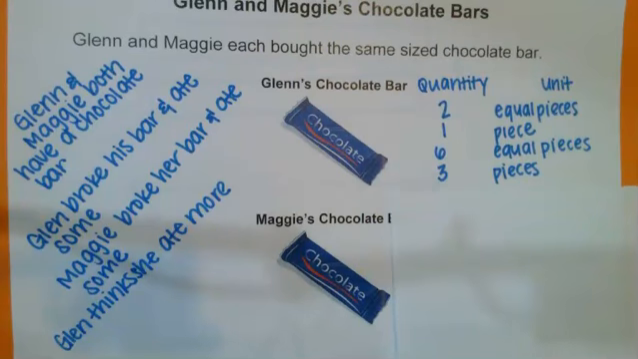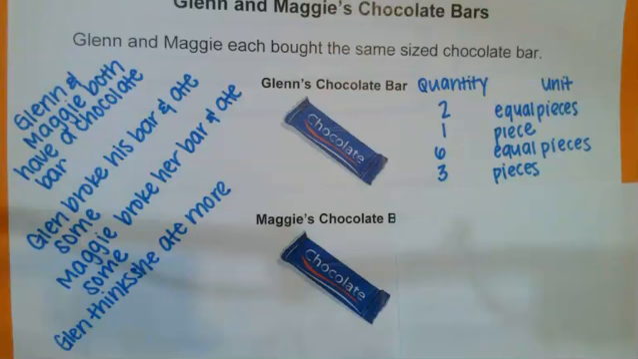Here are the quantities I came up with. 2 equal pieces that Glenn broke his into, 1 piece he ate, 6 equal pieces that Maggie broke her chocolate bar into, and 3 pieces she ate. Are you ready for the third read?